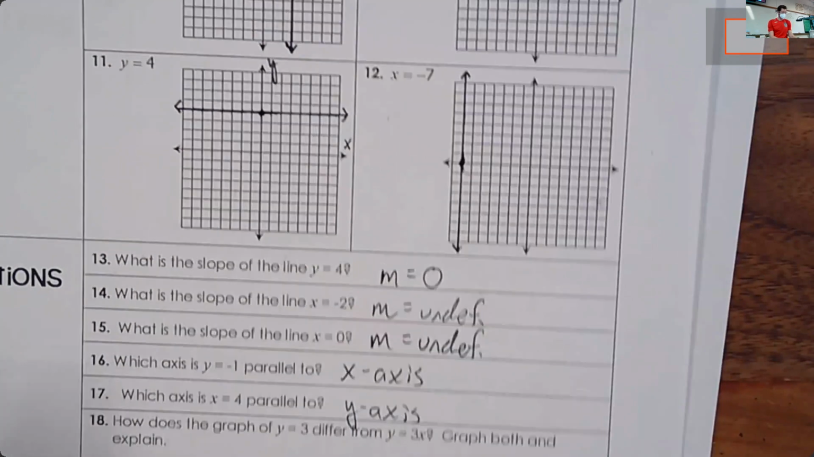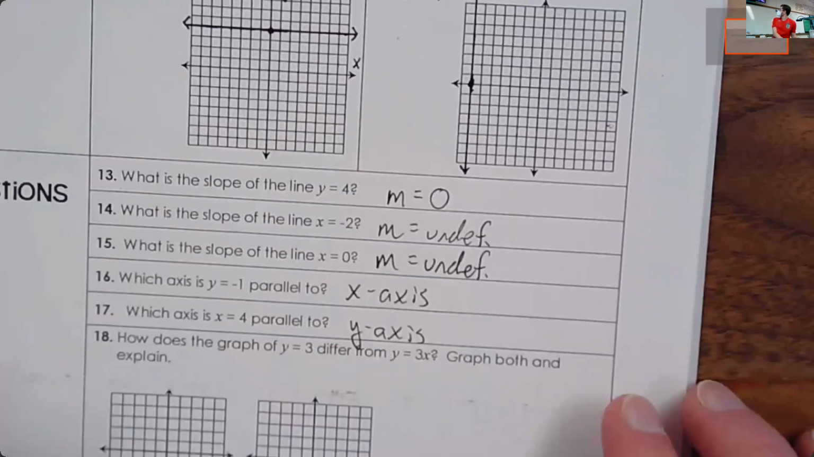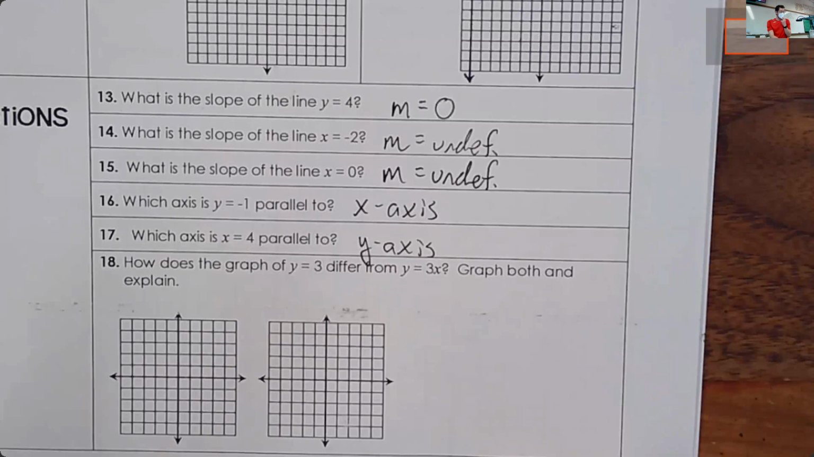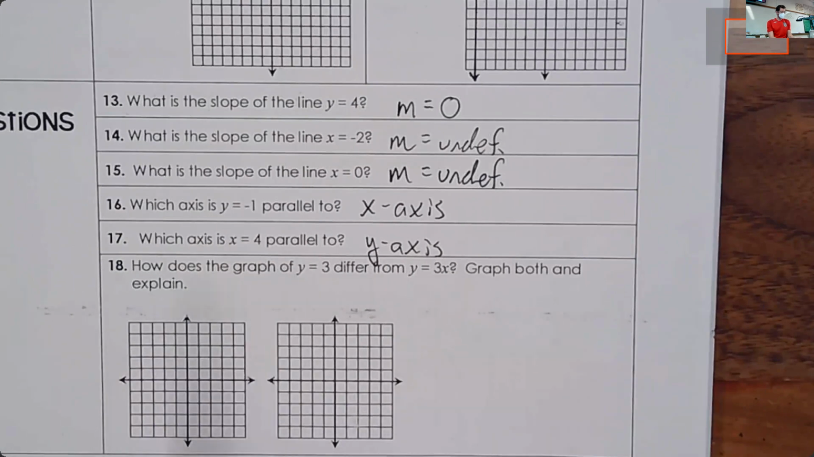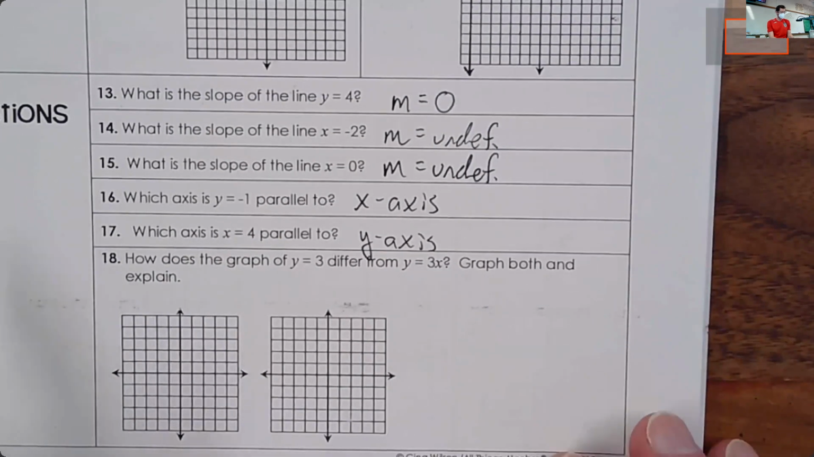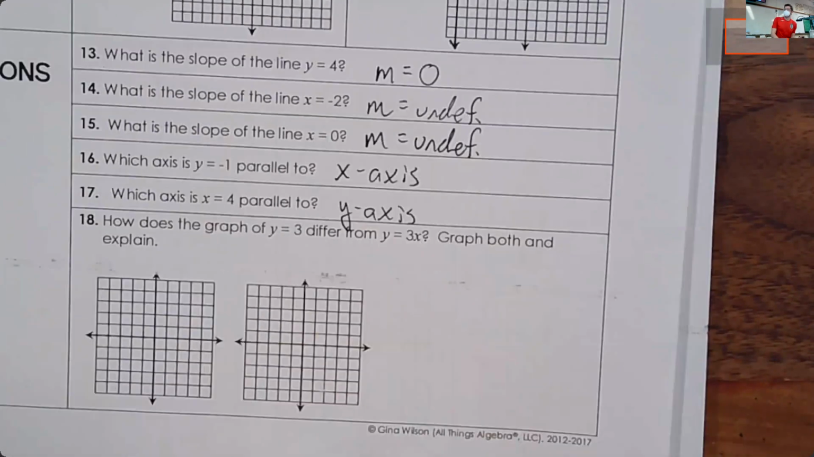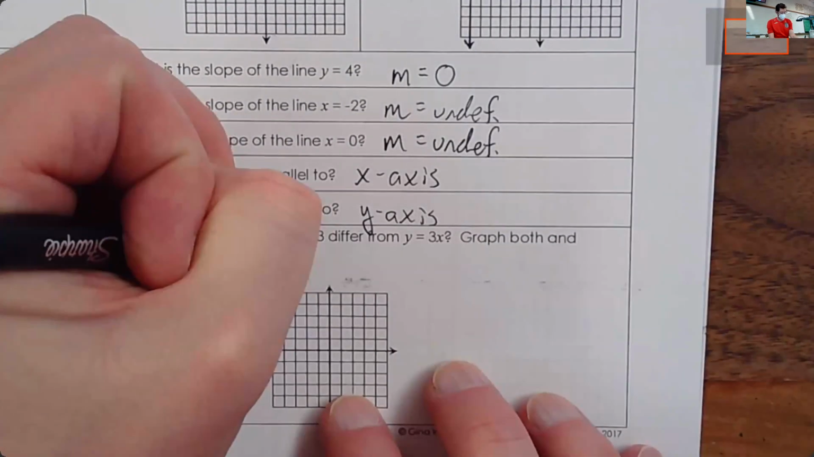Okay, last question here. And I've mentioned this type of thing a few times over the last week and a half. And it has to do with writing your slope as a fraction. And so I want to just kind of explore this for a minute. How does the graph of y equals 3 differ from y equals 3x? Graph both and explain. So first of all, let's graph this first one. In order to figure out how they're different from each other, we need to be able to see them. So this graph here, y equals 3, we'll do this one over here.